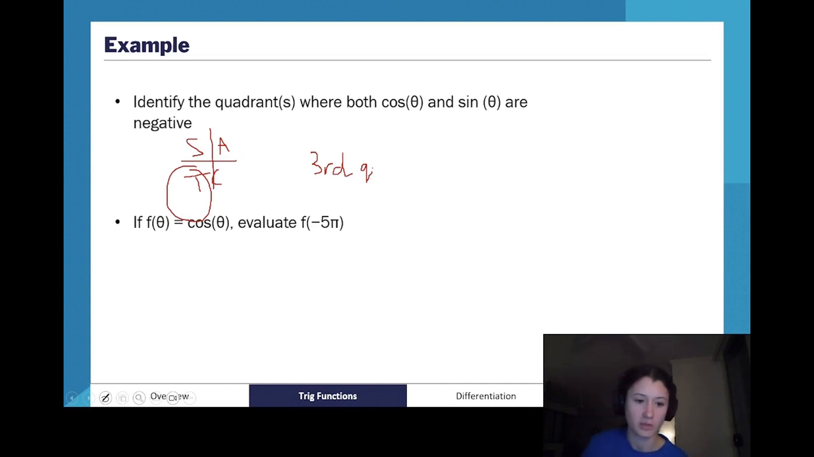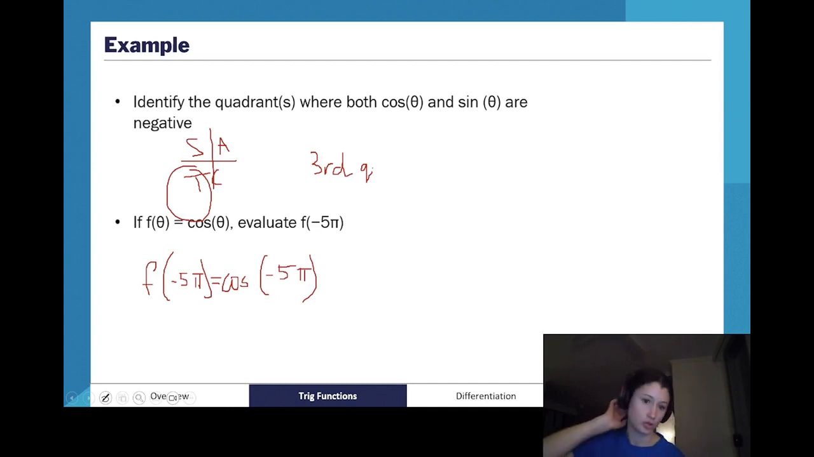For our next question, if our function of theta is cos theta, we want to evaluate the function of negative 5 pi. So we're going to have the function of negative 5 pi is equal to the cos of negative 5 pi. Now, let's have a think about this. The first thing you always want to do, when you're finding the cos, sine, or tan of an angle, is to draw a diagram. Always the first thing you want to do.